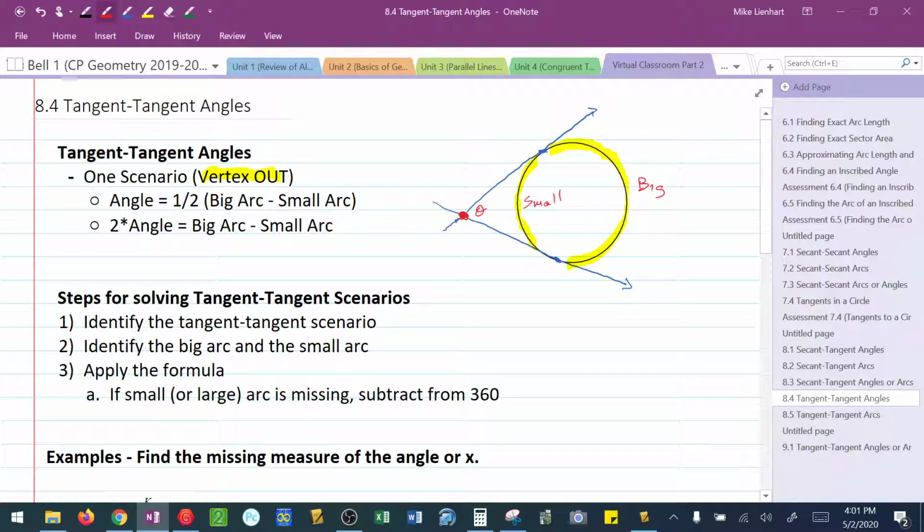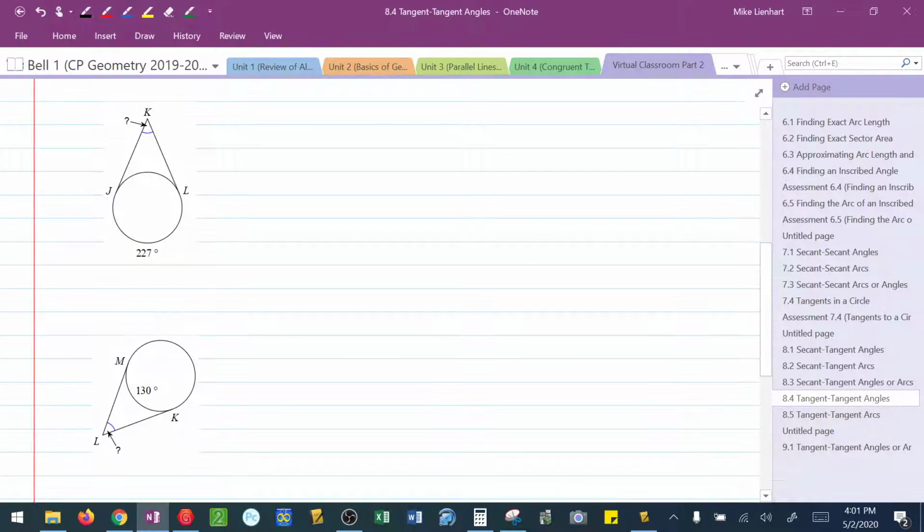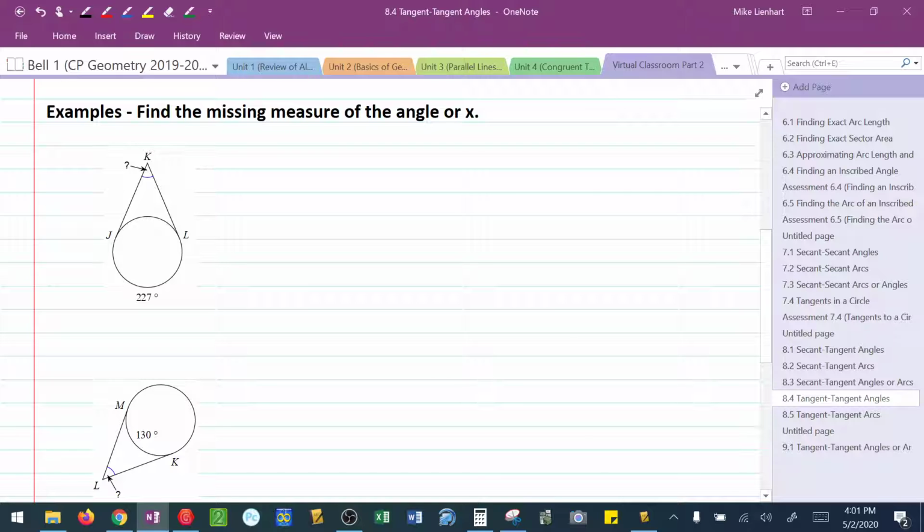A second thing to keep in mind is in a circle, there are 360 degrees. This is going to become very important for us to find one of those two missing arcs. Remember, we have to be able to define each of the arcs, the big arc and the small arc, in order to be able to do these problems. So let's take a look at our first example. I see a vertex out. This is a tangent-tangent scenario, and the question mark here I'm going to refer to as X. They want me to find that angle.